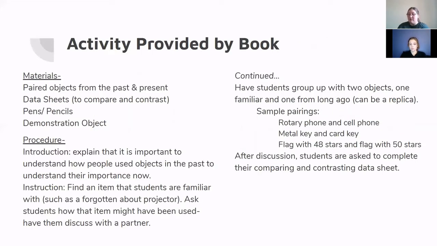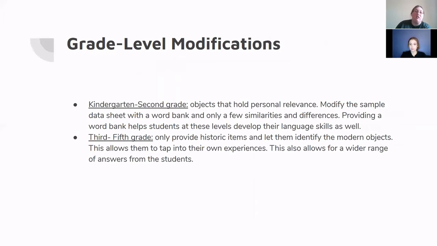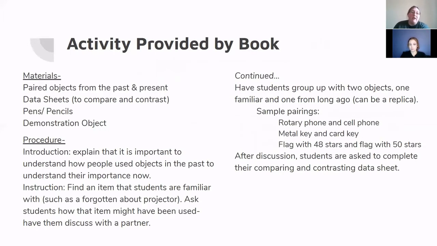So some of the materials for the activity that's provided by the book are paired objects from the past and present, data sheets to compare and contrast pens and pencils, and a demonstration object for a demonstration.